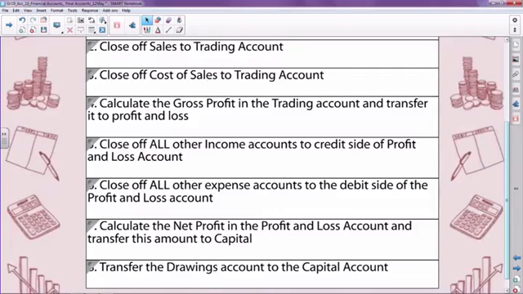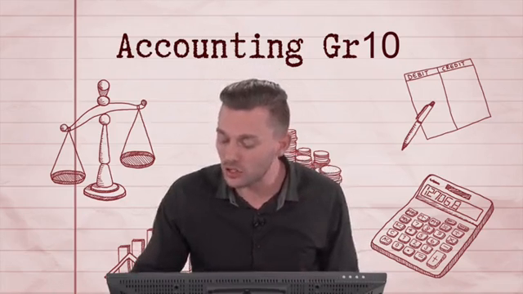And these drawings also need to be closed off. So again, drawings goes to the credit side, goes to capital on the debit side to decrease the capital that he's got in the account. And then all the closing transfers are done. Now, let's look at a nice example.